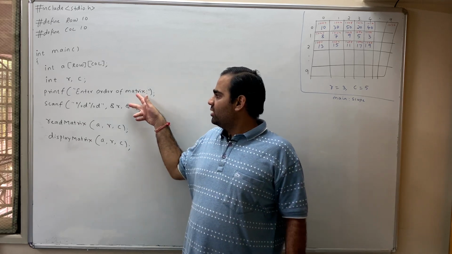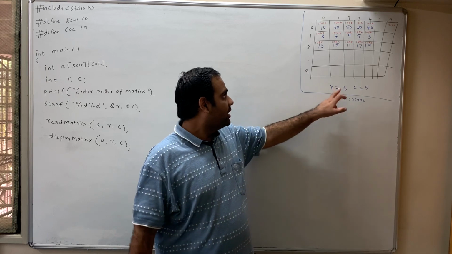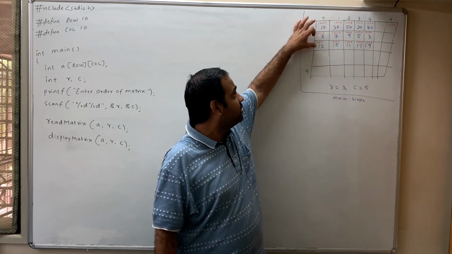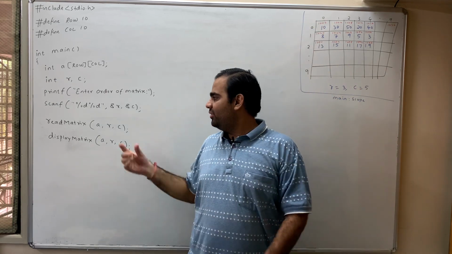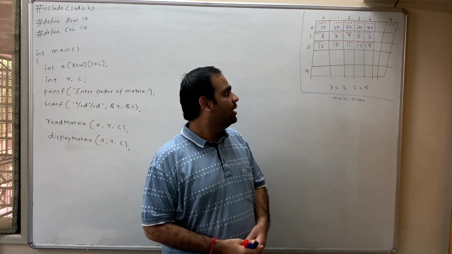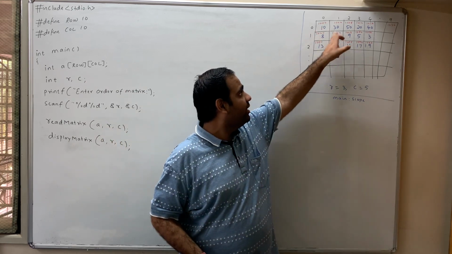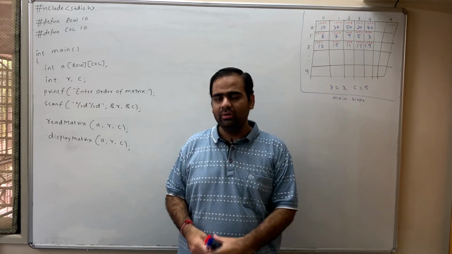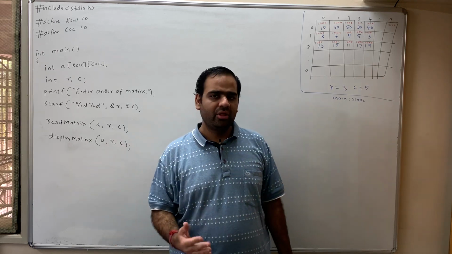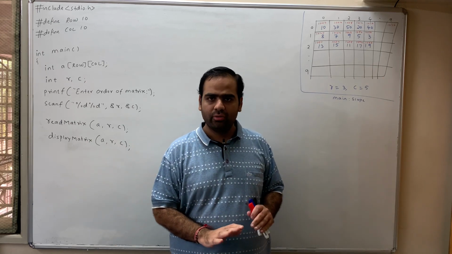Now you say enter the order of the matrix, R and C. Let R be 3 and C be 5, that is 3 rows and 5 columns, and we call the function read matrix. Suppose the matrix is read in this way: 10, 30, 50, 20, 40 and so on, and we will display the matrix as well. Before the sorting, how does the matrix look?